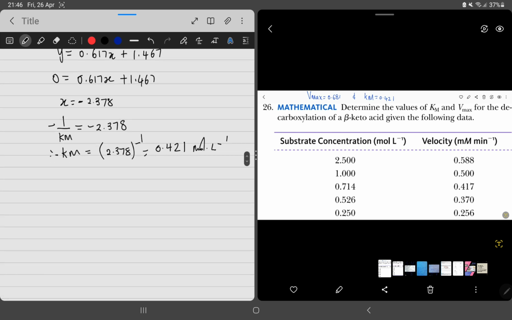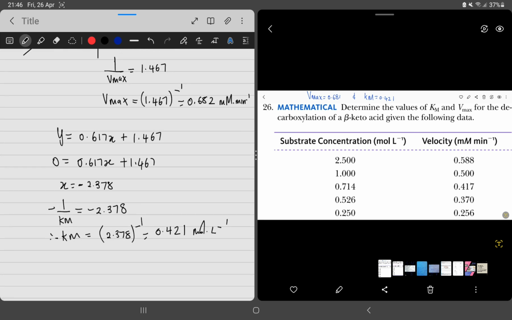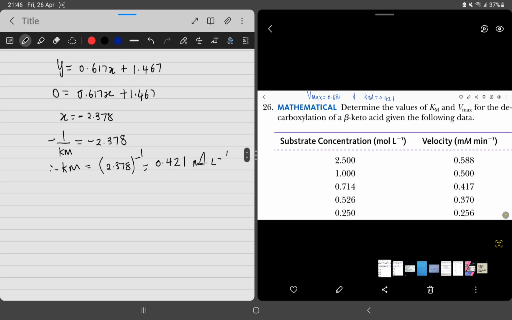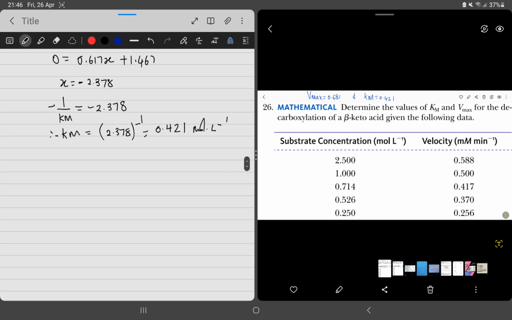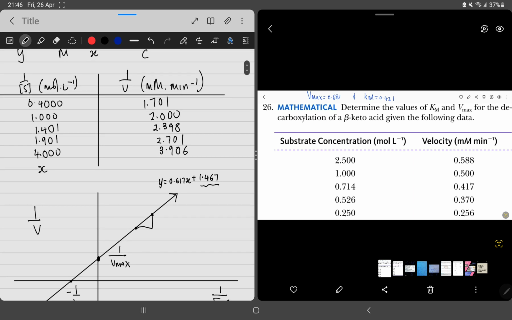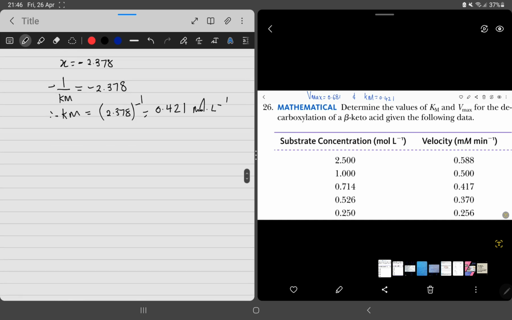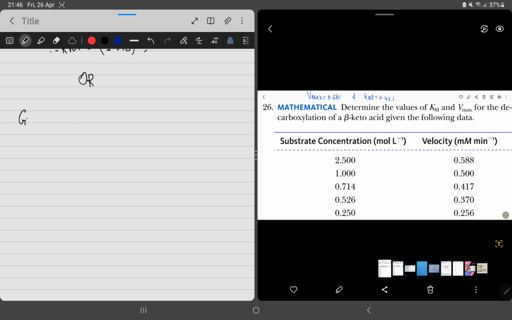Okay. Now let's just say that you don't have a calculator. For those of you that are going to use the calculator, you can close the video now. If you don't have a calculator, you will just have to use 2 points on your graph. And this is going to give you the gradient. So this is Km over the Vmax. That's what the gradient is.